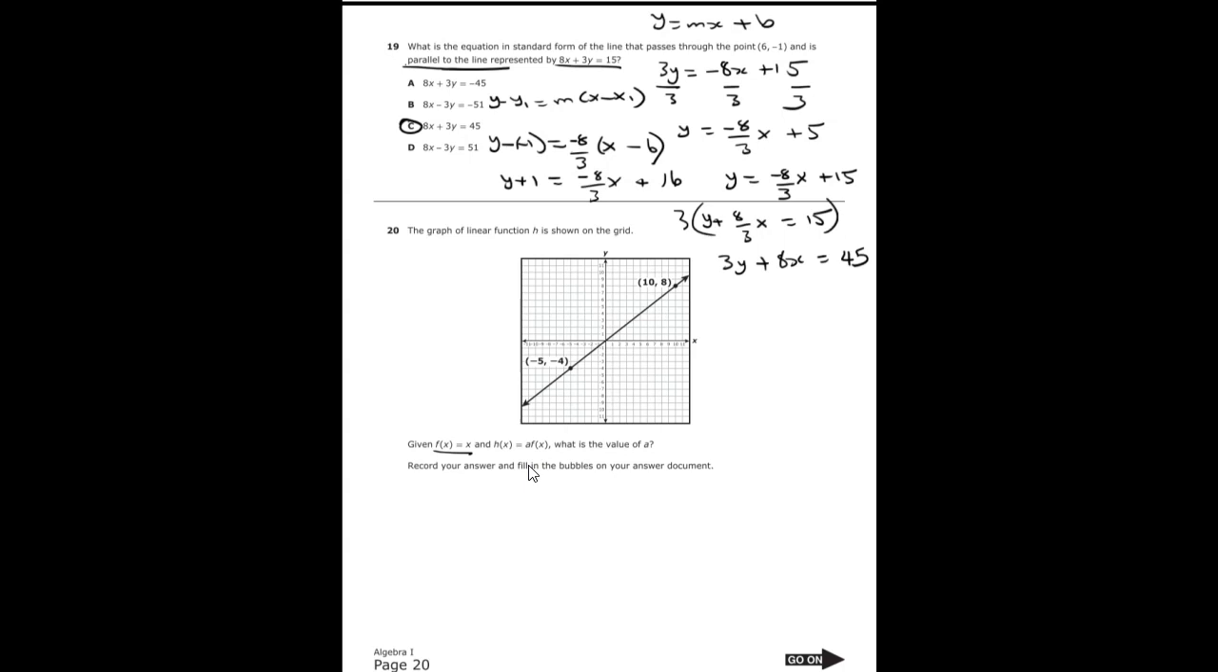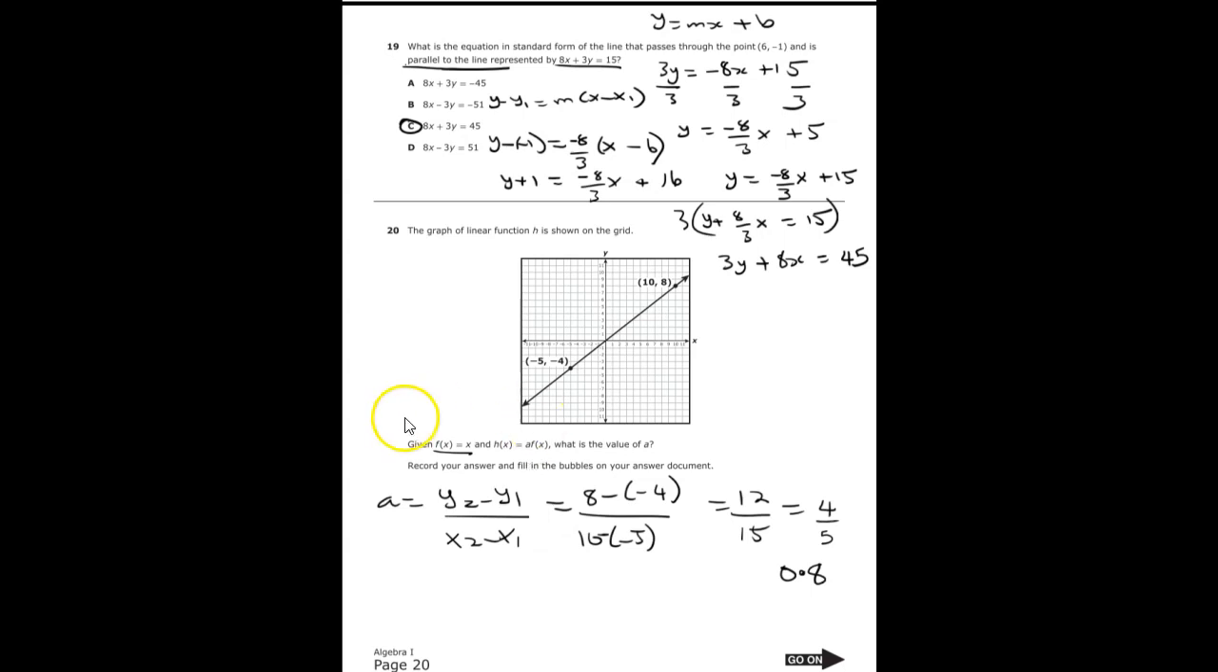So our slope, let's say a is equal to y2 minus y1 over x2 minus x1. y2 is going to be 8 minus negative 4. x2 is 10 minus negative 5. So this is 8 plus 4, which is 12. 10 plus 5 is 15. You reduce this, you get 4 over 5, or you could make it a decimal, 0.8.